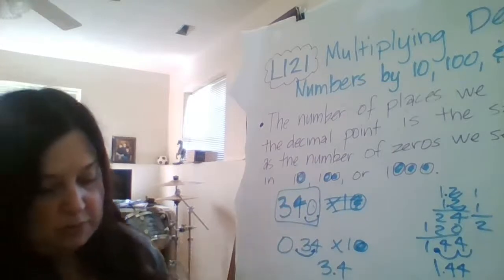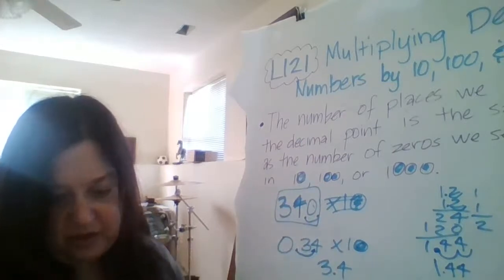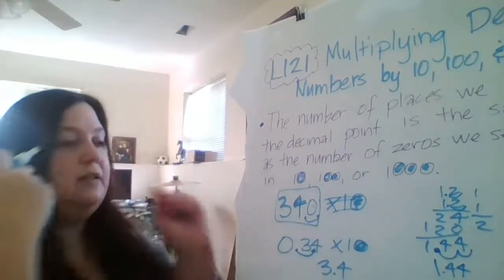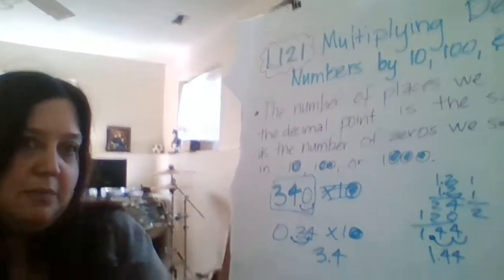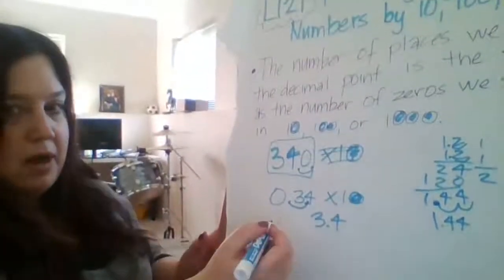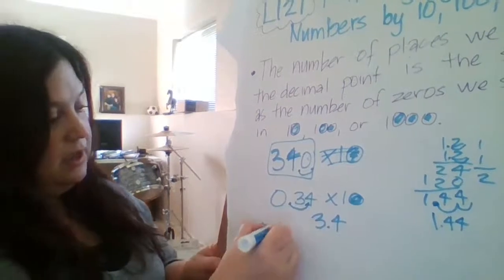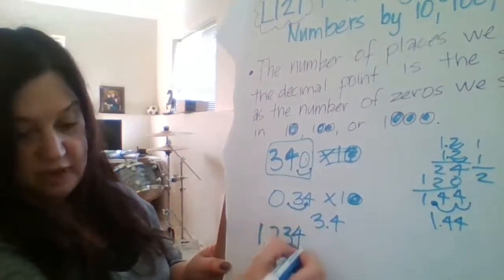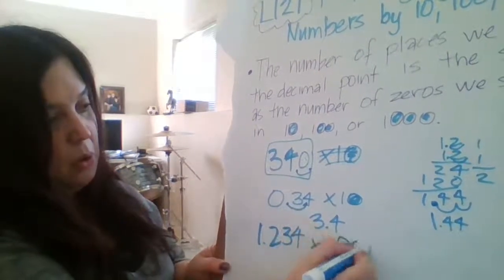Okay, so I see we only have 1 practice problem today. This is a quick lesson. Let me get my camera down to the bottom. And we have 1 and 234 thousandths times 100.